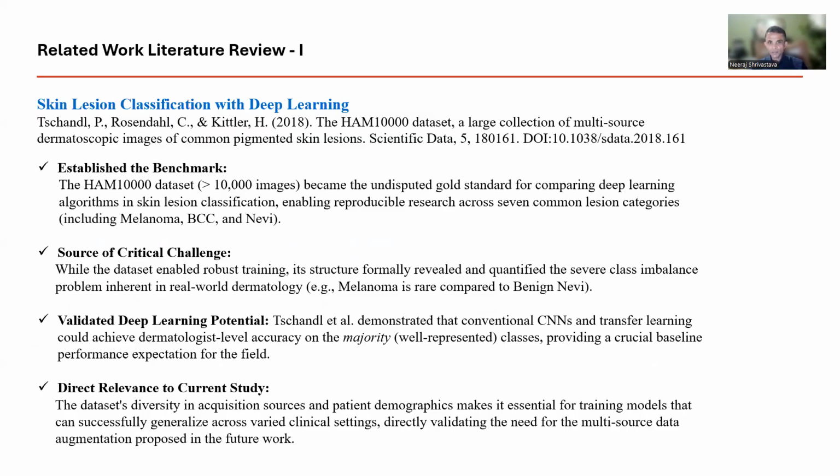As I said, it utilized the HAM10000 dataset, which was carefully curated by a team of experts from different hospitals. It became the undisputed gold standard for comparing deep learning algorithms in skin lesion classification. It is also a source of a critical challenge. While the dataset enabled robust training, its structure formally revealed and quantified the severe class imbalance problem inherent in real-world dermatology. Shandel and team demonstrated that conventional CNNs and transfer learning could achieve dermatologist-level accuracy on the majority, well-represented classes, providing a crucial baseline performance expected for this field, and it is directly relevant to my current study, and that's what I have mentioned here.